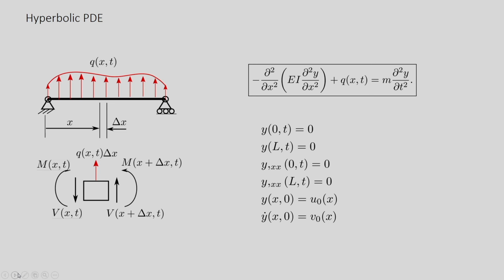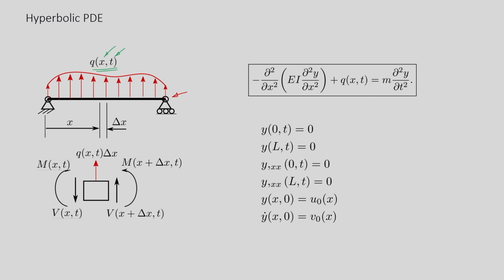Now as you see here, I have shown a simply supported beam, where the transverse load is q(x, t), which depends on the position x and time t. This is the transverse load, and it has been defined as the transverse load per unit length of the beam.